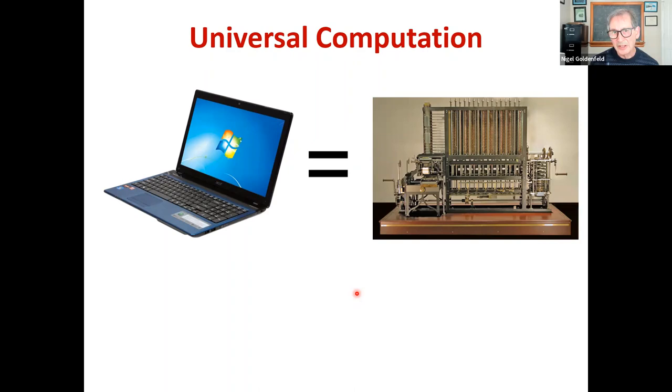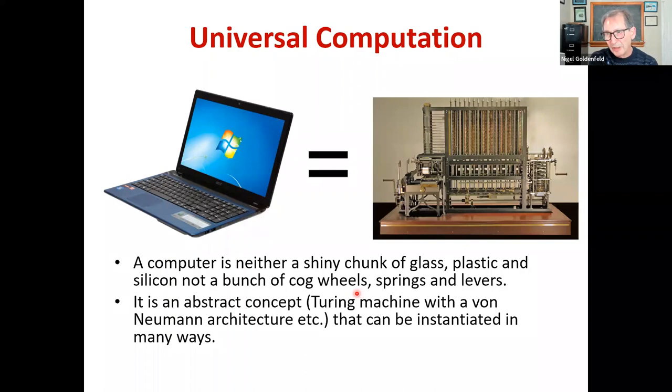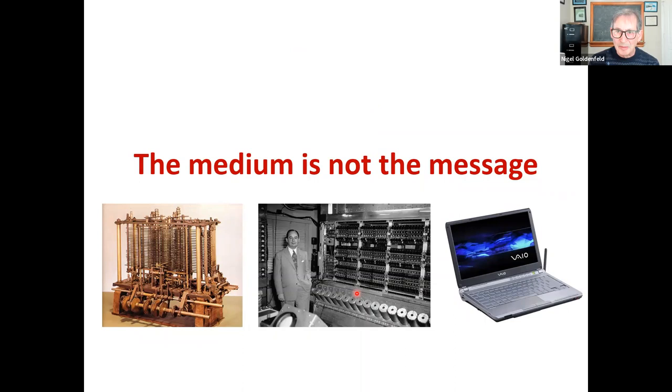So here are two different computers. The one on the left is my laptop or your laptop. The one on the right is a piece of Babbage's computer that you can see in the Museum of Computation in Mountain View in California or at the Science Museum in London. This is a machine that, if it had been fully built, would have been a universal Turing machine, because it had conditional branching built into its operating system. So a computer is not a shiny chunk of glass, plastic, and silicon, nor is it a bunch of cogwheels, springs, and levers. It is an abstract concept that can be instantiated in many ways. What I'm saying is the medium is not the message. What you see here is not what the computation is. Computation is what this thing is instantiating, in the same way that a group representation is not the same thing as a group. It is just a representation of the structure of a group.